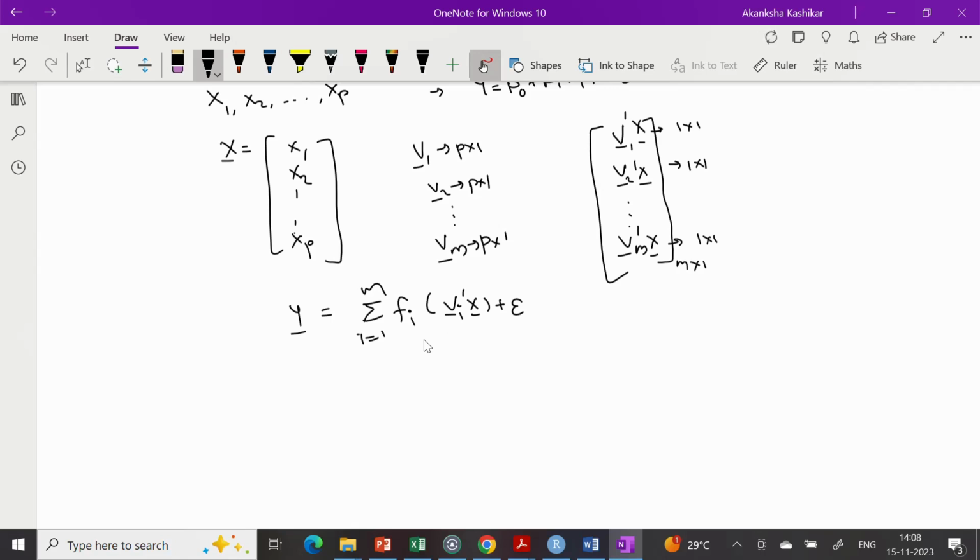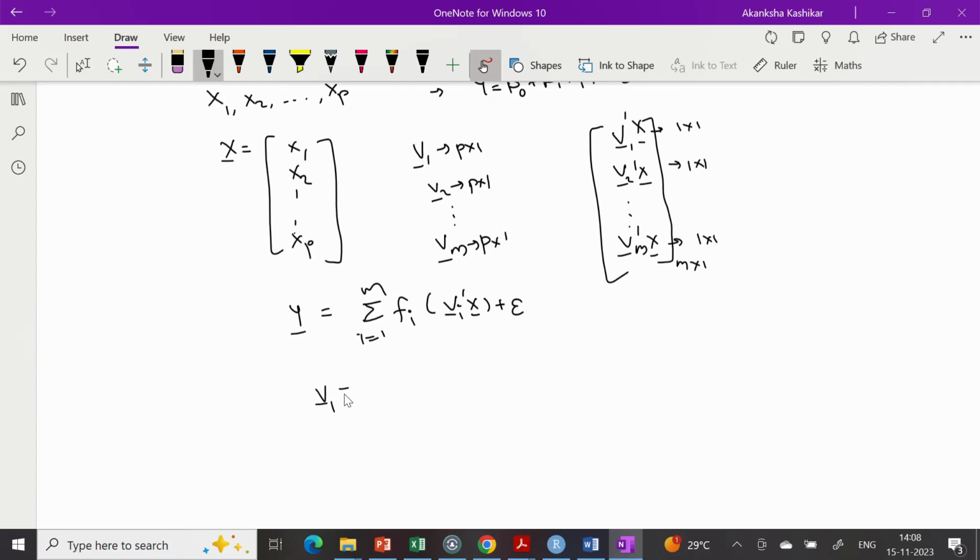It could be a linear function, it could be a non-linear function. As a result, by vi prime x, I am getting first a combination of multiple variables, and by applying fi to that combination, I am now considering a more flexible class of functions than linear regression. Let us take a small example.